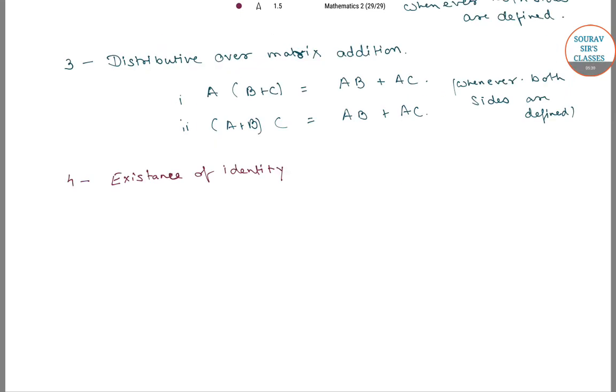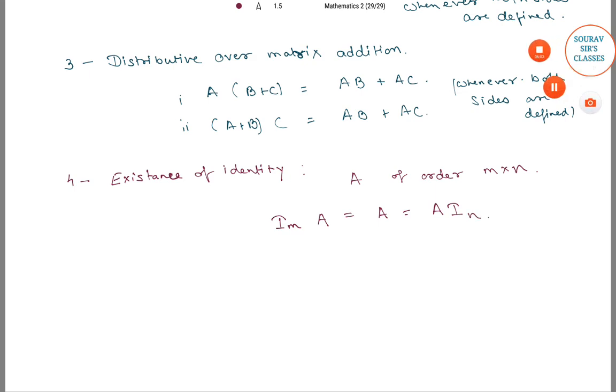Next is the property of existence of identity. Now, if A is a matrix of order m by n, then Im, which is the identity matrix of order m, into A is equal to A, which is equal to A into the identity matrix of order n.